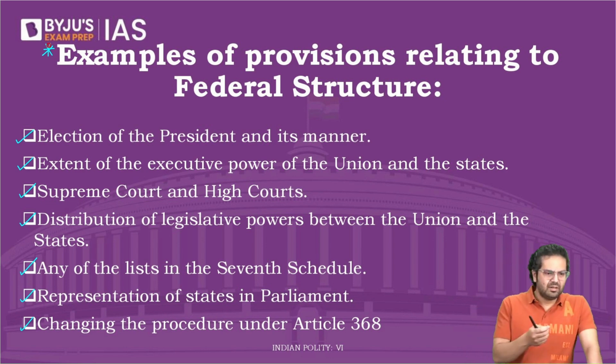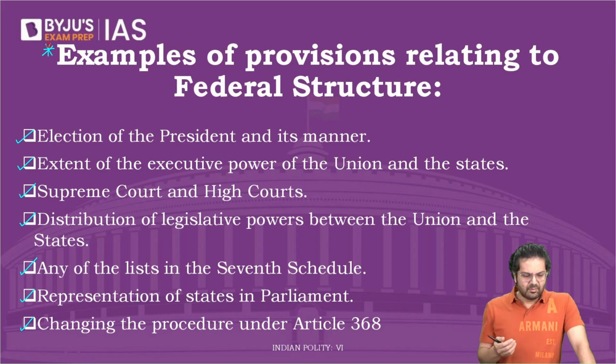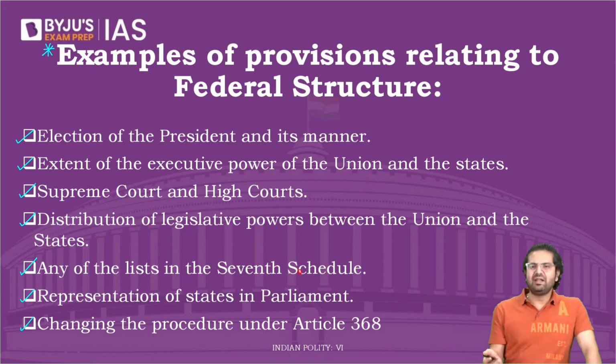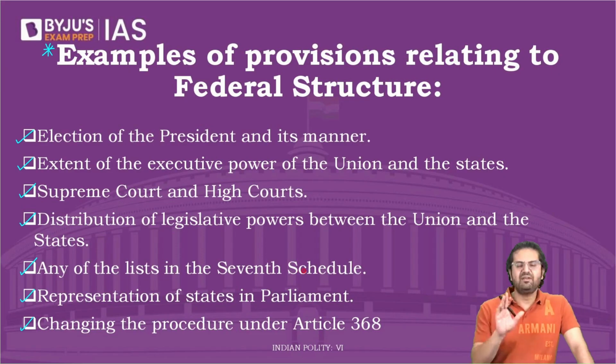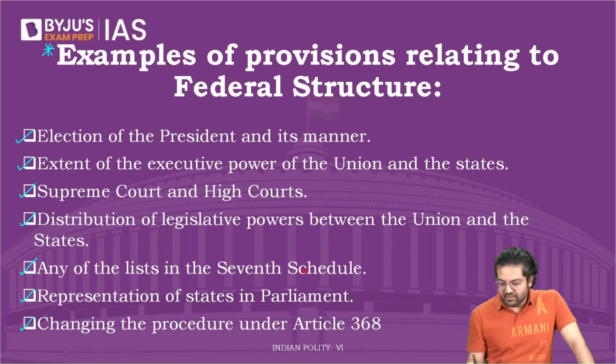Now, some of you had some doubts about the fifth one. If there is a topic, like we did in 1976, there were 5 topics from the state list which were taken to the concurrent list. If you want to modify the 7th schedule, oh, somebody says 7th schedule.